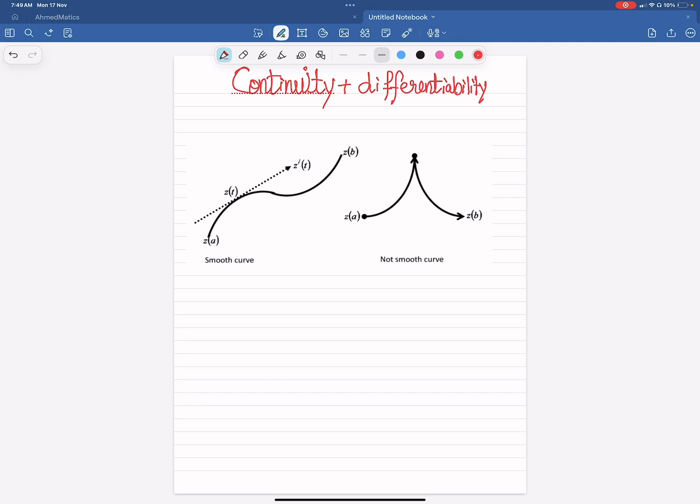So now we're going to talk about continuity and differentiability. On the screen we have a smooth curve and a not so smooth curve. For a function to have a derivative at a point, it needs to be continuous, meaning basically no jumps or holes in the graph. But continuity alone isn't enough. If there's a sharp corner, the derivative doesn't exist there as well. So we need smoothness as well.